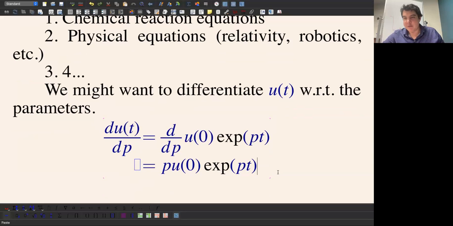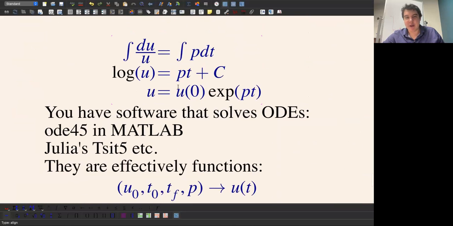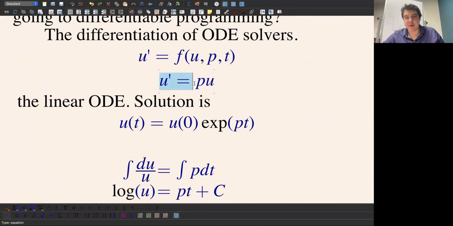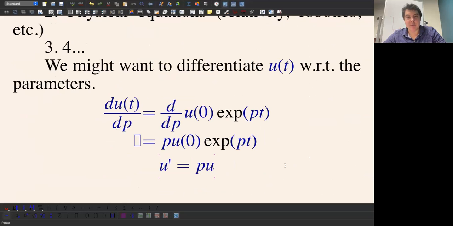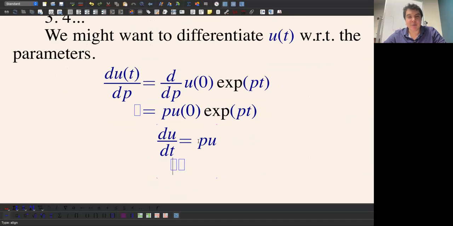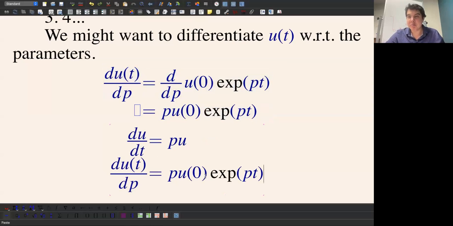But that should be fairly non-obvious, right? Because if I just told you u prime equals pu, let's write these things together. Because we have multiple derivatives here, let me write it as du/dt. So the derivative in time is just simple pu, but the derivative with respect to p is this entire function right here. You saw the whole derivation.